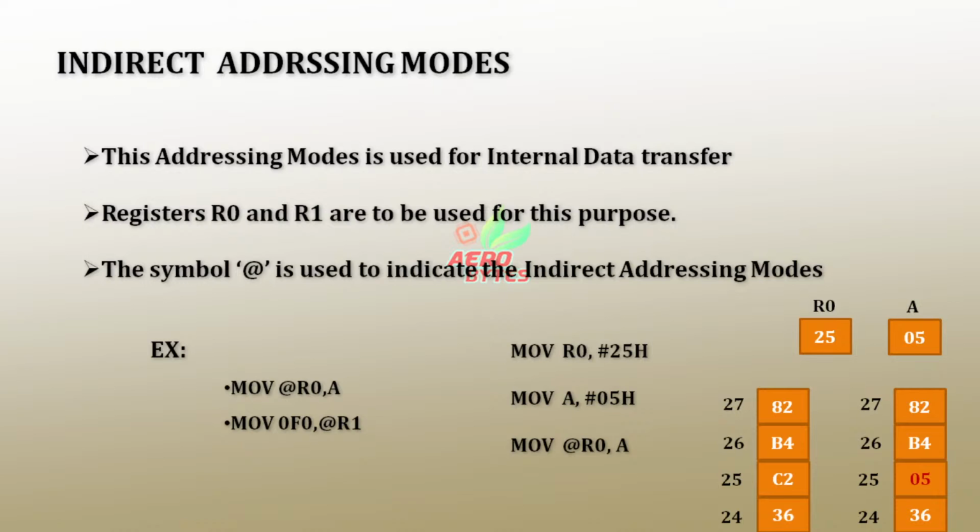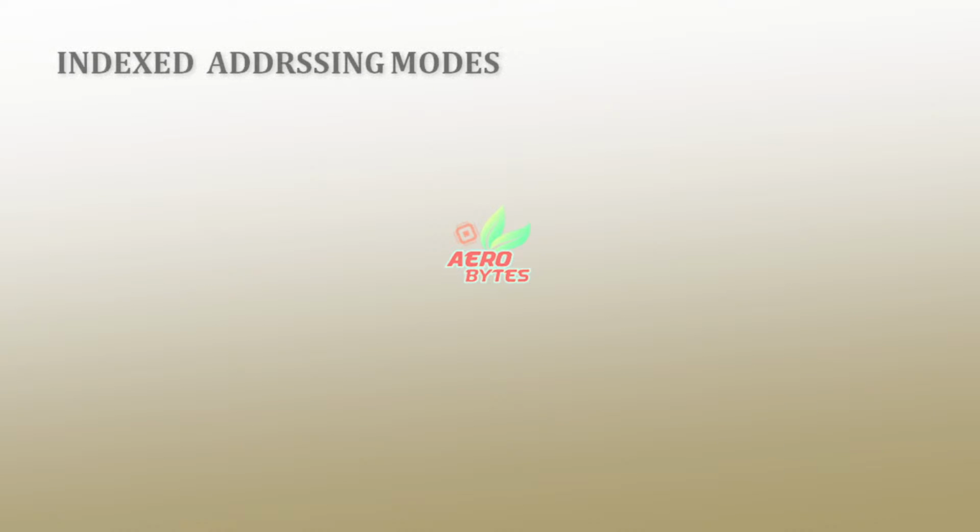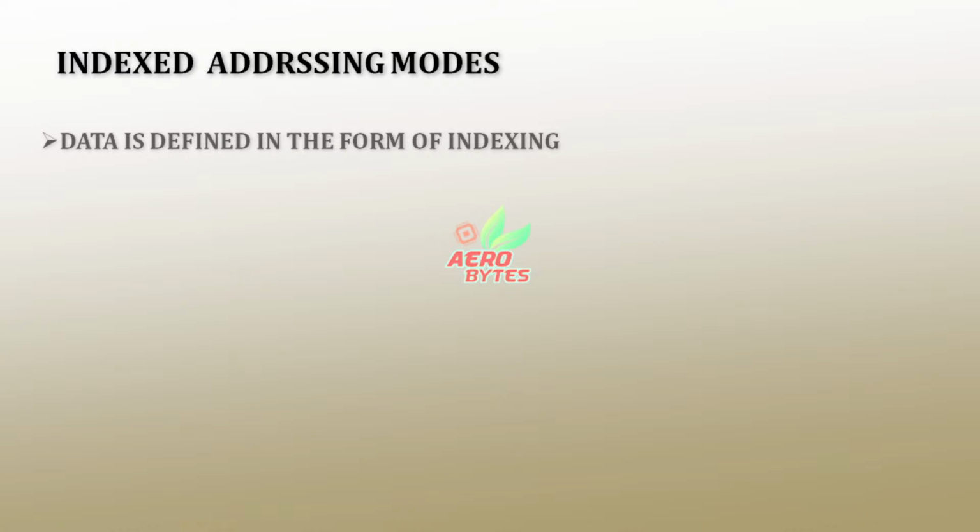Okay, next one, indexed addressing mode. What is indexed addressing mode? Data is defined in the form of indexing. What is indexing? Here, indexing means listing. The data are formed in a listing format.